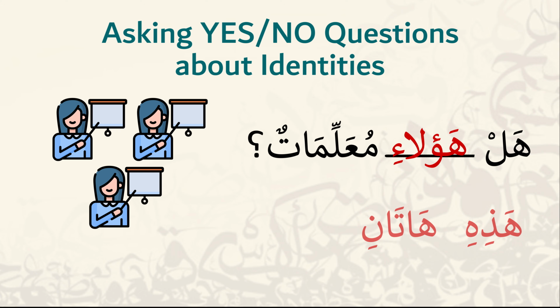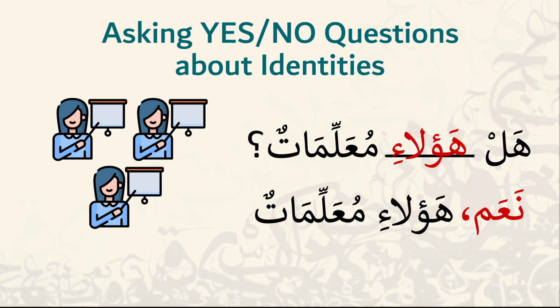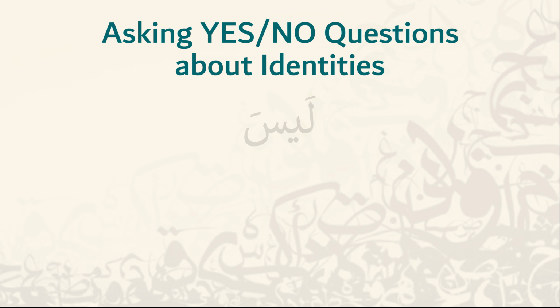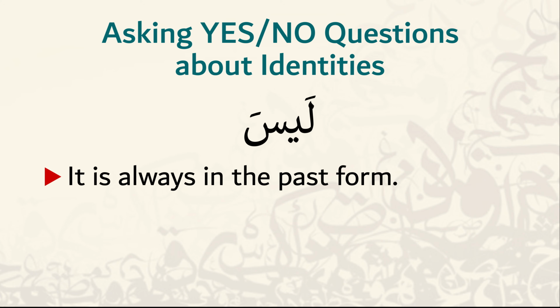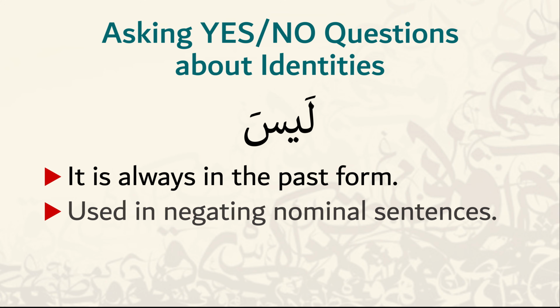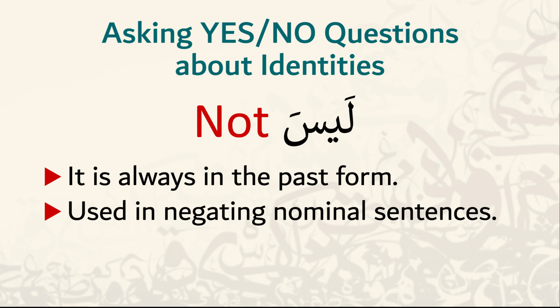And the affirmed answer will be نعم هؤلاء معلمات. Yes, these are female teachers. What if we want to answer with negation? In this case, we will use the past verb ليس. This verb has a special nature. It's always in the past form, and it's used in negating nominal sentences. The translation of this verb in English is the word not. And we add it between the pointing noun and the noun coming after.